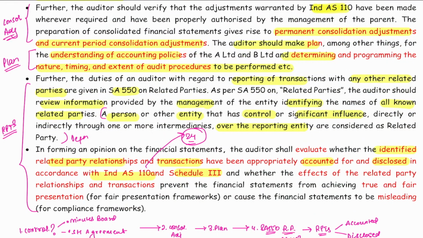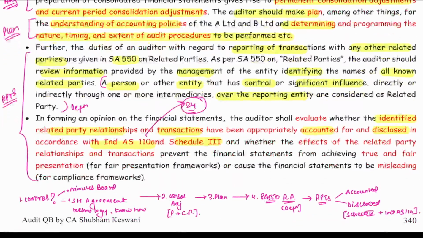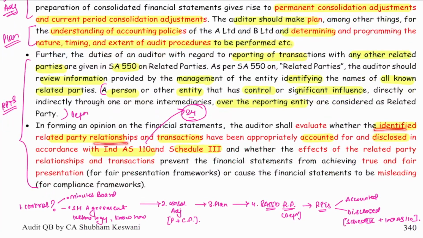Sir, this is an additional point. It was not required, but since ICAI has given it, we need to consider it. Reporting of transactions with any other related parties is given in SA 550. They have given the definition of related party: a person or entity which has control or significant influence over the reporting entity. Then see whether the related party relations and transactions are properly accounted and disclosed as per Schedule 3 and Ind AS 110. It should have been Ind AS 24, but it is ICAI, we will accept it. So these are the points to be considered.